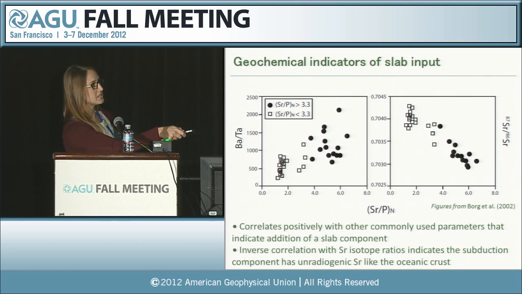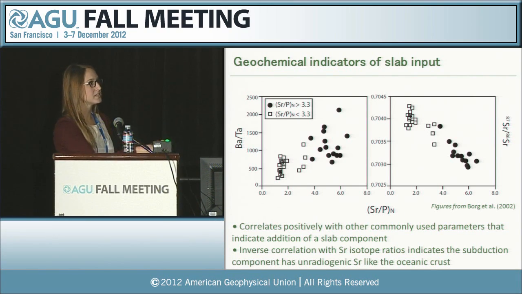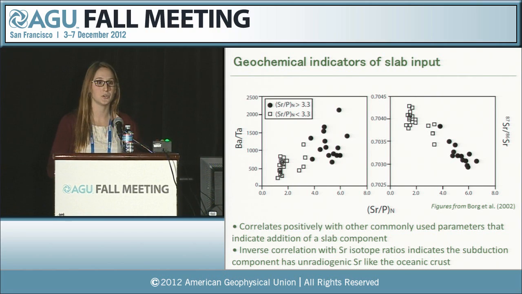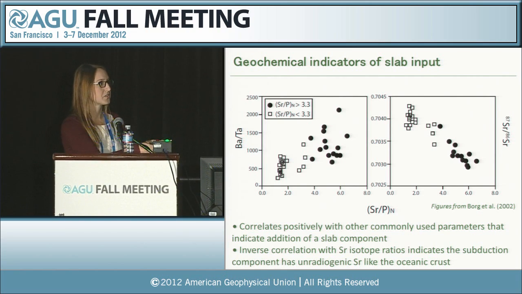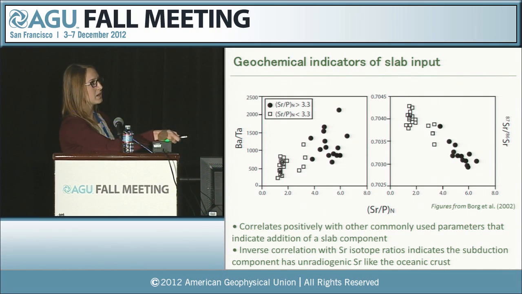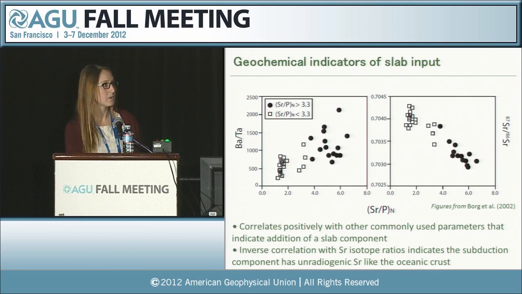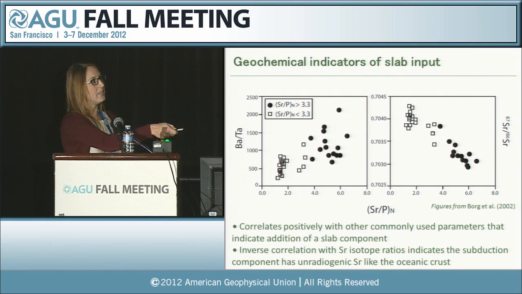Here we have it versus barium over tantalum and strontium isotopes. This figure is from Borg et al. 2002, also from the Lassen segment. And as you can see, that strontium over phosphorus correlates positively with other commonly used elements that indicate the slab component, such as barium over tantalum, positive correlation here, and inversely with strontium isotopes, which indicates the component has unradiogenic strontium, like the oceanic crust. And this variation is proposed to be due to a mixing of an isotopically depleted slab component with an enriched mantle component.